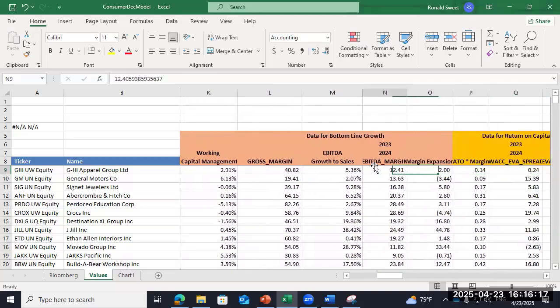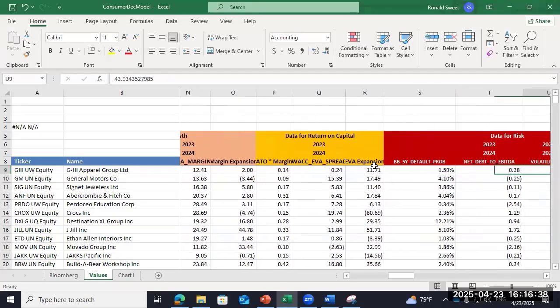Then we get into margins. We look at gross margins. We look at the growth in EBITDA relative to sales. So are their earnings growing faster than sales? That's a margin issue. And then the EBITDA margin, and then I look at EBITDA margin expansion. So there's my margin items.